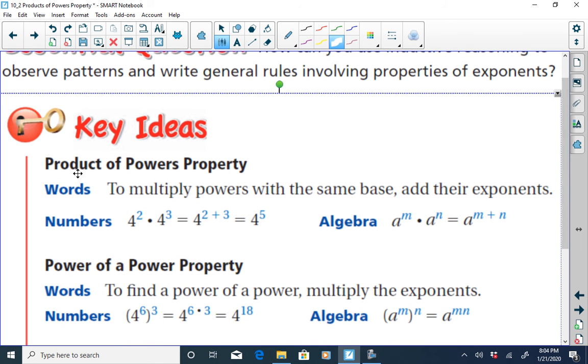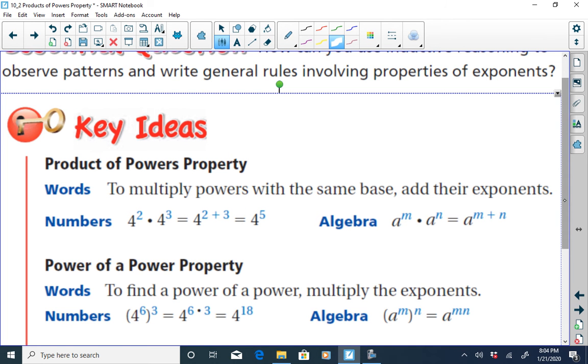First, the product of powers property, which says simply when we multiply powers with the same base, we're going to add their exponents. For example, if we have 4 to the second power times 4 to the third power, notice that the base is the same and we're multiplying. So this is an example of multiplying powers with the same base. We're going to add their exponents. So 4 to the second power times 4 to the third power is the same as 4 to the 2 plus 3, which is going to be 4 to the fifth power.